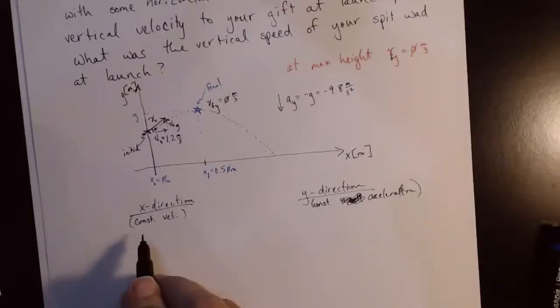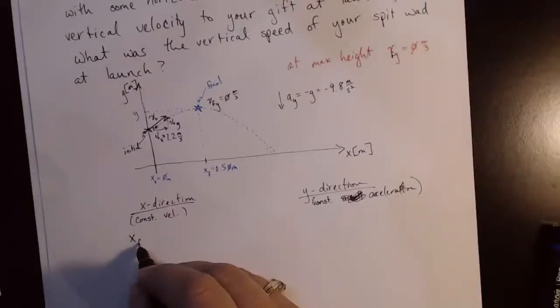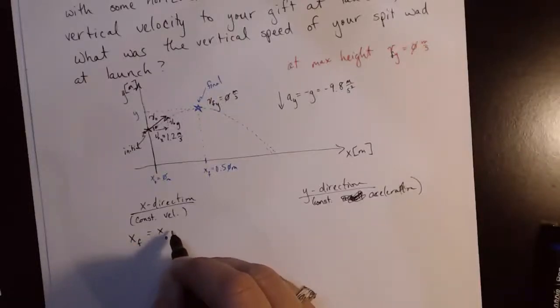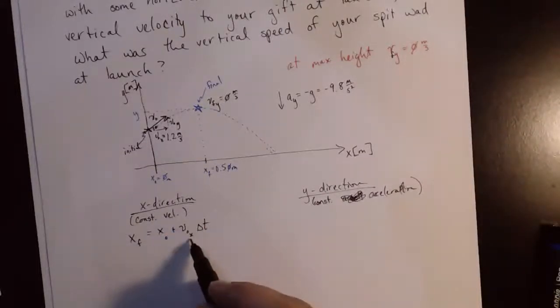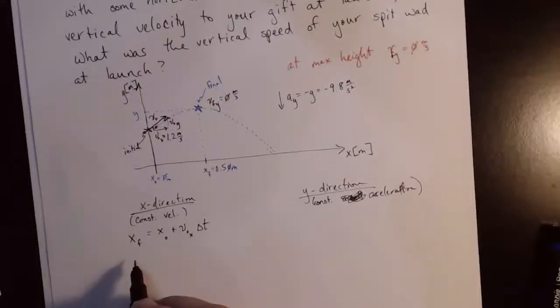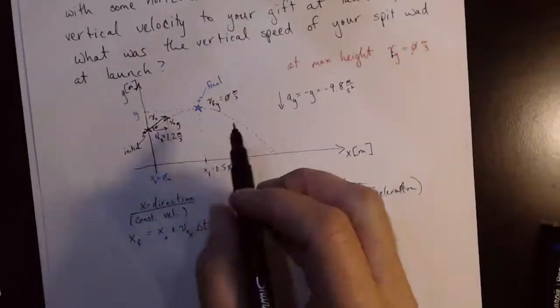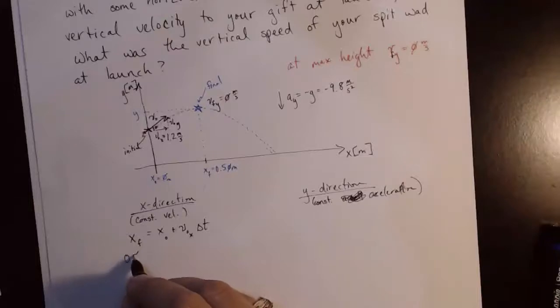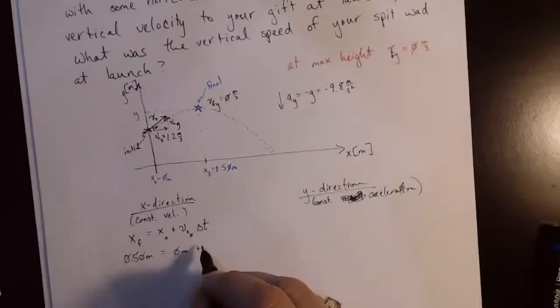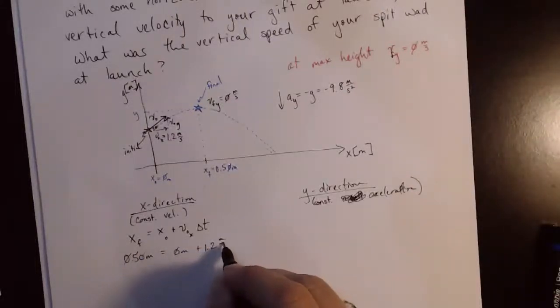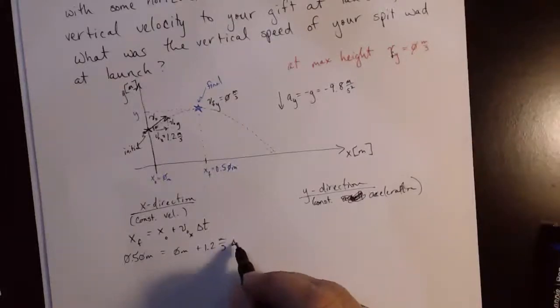So there's only one equation for constant velocity. That's easy. We can just write that down in the x direction. x final equals x initial plus v naught in the x direction times delta t. I'm subscripting v naught x as the initial velocity in the x, but this is also the final velocity in the x and the velocity in the x at any moment because it's constant velocity, so it's not changing. Our final position is 1.50 meters, so 1.50 meters equals 0 meters plus our initial velocity in the x direction, 1.2 meters per second, and then time, I'll just leave it as delta t.